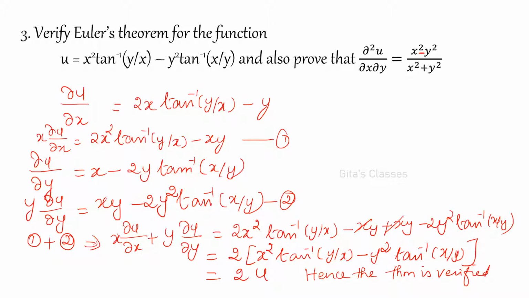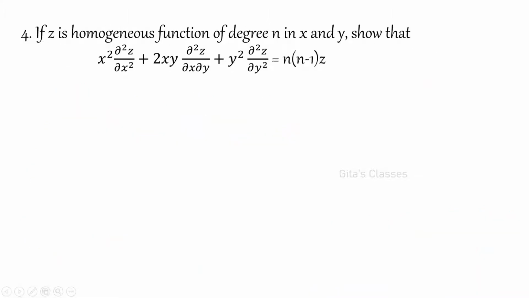Okay. So one more question we'll see. If z is a homogeneous function of degree n in x and y, show that, this is a standard question, you can expect this also, very important standard type question, x² ∂²z/∂x² + 2xy ∂²z/∂x∂y + y² ∂²z/∂y² is equal to n(n − 1) z. We have to prove this.